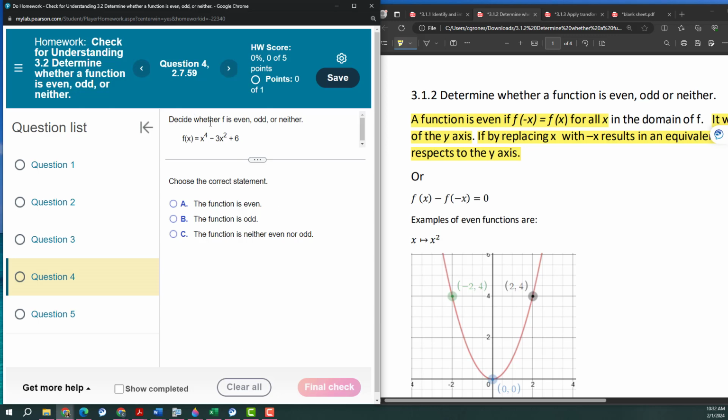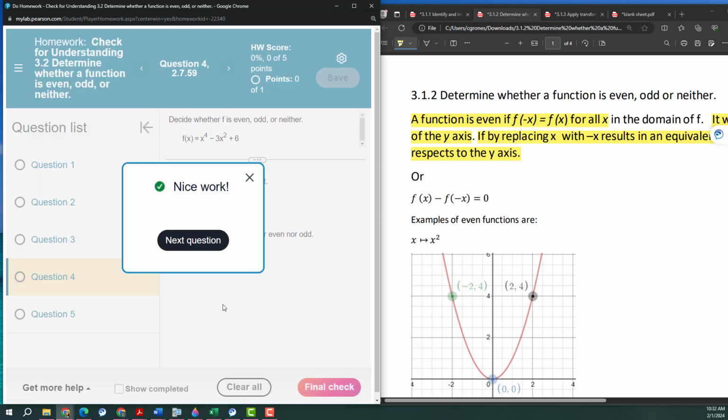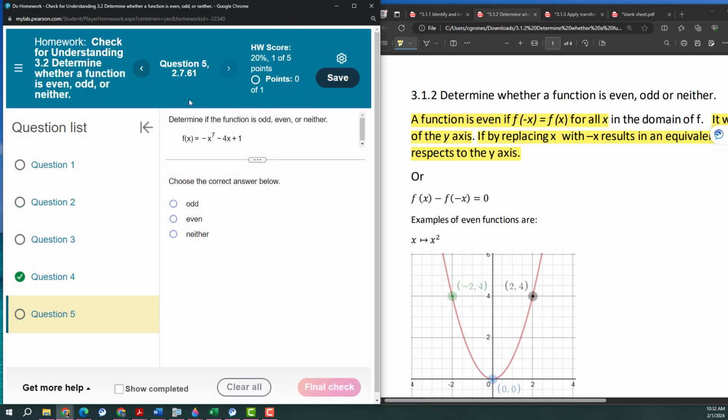It says decide whether f is even, odd, or neither. So we have that f of x equals x to the 4th minus 3x squared plus 6. This one is going to be even because we have x to the 4th, which is even, and then x squared, which is also even. All right, and then let me look at 3.3.